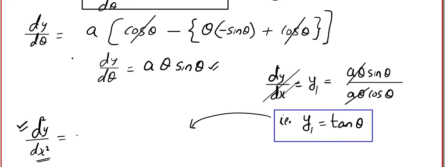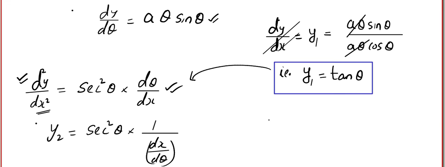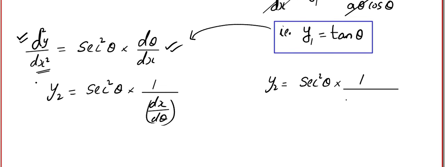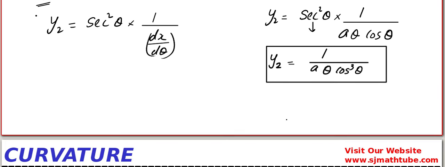So that means we are differentiating with respect to x. So that will be sec square theta multiplied by d theta by dx. Never forget this. So what is our y2? Sec square theta into 1 by dx by d theta. And we have our special person dx by d theta named as equation number 1. That is, so we get 1 by a theta cos theta. So the final answer for y2 will be 1 by a theta cos cube theta. What I did is I just took sec square to the denominator. It became cos square and multiplied gives us cos cube.